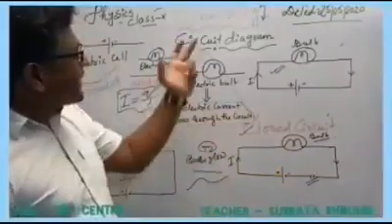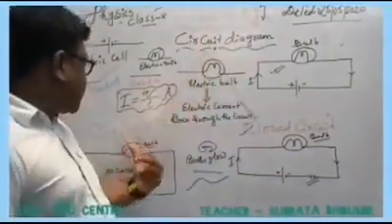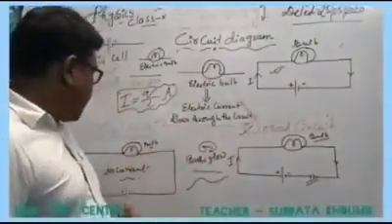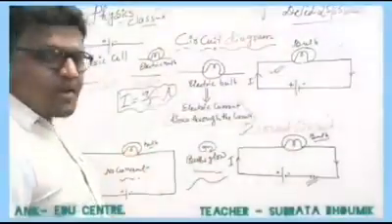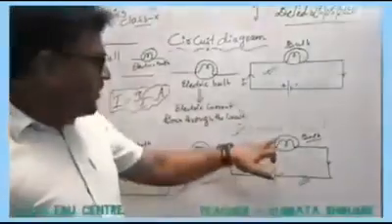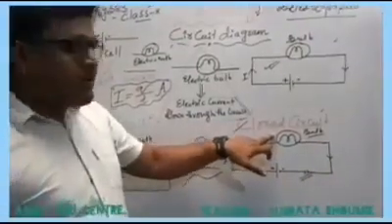So we learned that circuit diagrams can be divided into two parts: one is open circuit and another is closed circuit. What is an open circuit? When there is no current in a particular circuit, that is nothing but an open circuit. And when current can flow in a particular circuit, it is called a closed circuit. Clear?